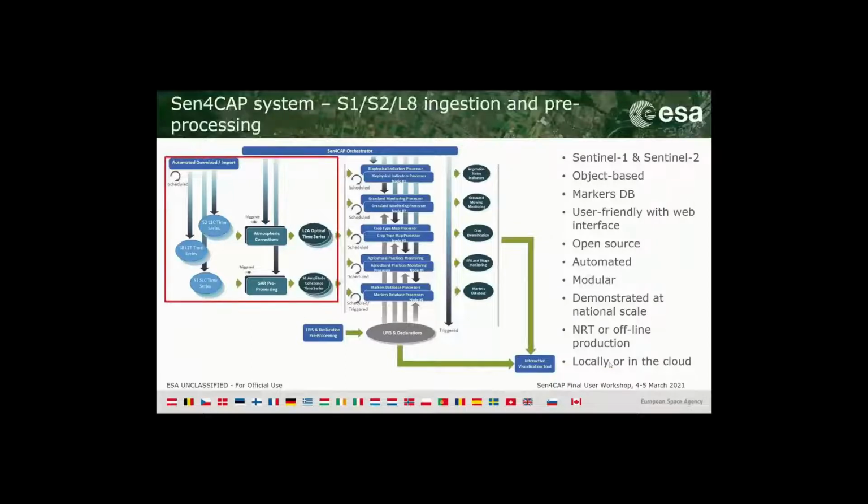The first one is the one dedicated to the ingestion or the download of the low-level products and the pre-processing. As was also mentioned yesterday, the pre-processing is mandatory for the Sentinel-1 data, and for the Sentinel-2 data, it's optional. You can either do the pre-processing in the system or read directly the Sen2Cor L2A data.